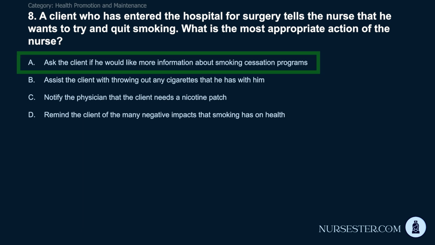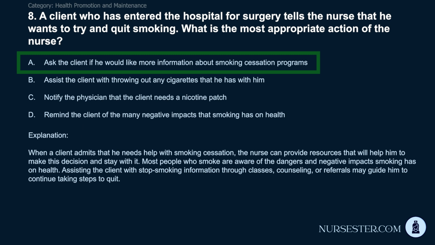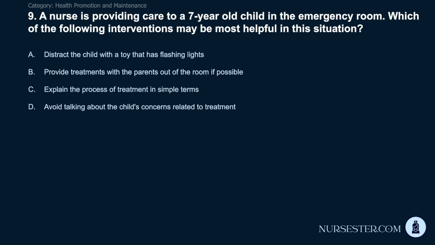Correct answer: A. Ask the client if he would like more information about smoking cessation programs. When a client admits that he needs help with smoking cessation, the nurse can provide resources that will help him to make this decision and stay with it. Most people who smoke are aware of the dangers and negative impacts smoking has on health. Assisting the client with stop smoking information through classes, counseling, or referrals may guide him to continue taking steps to quit.